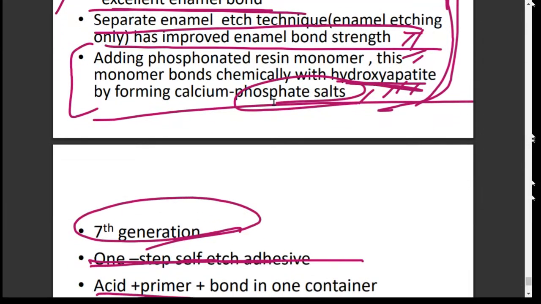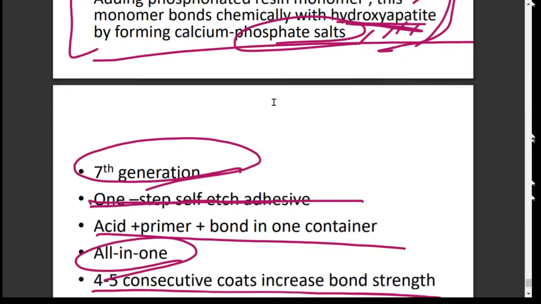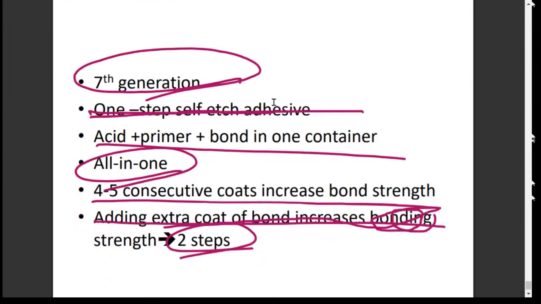Separate enamel etch technique: enamel etching, then addition of phosphate resin. This monomer bonds chemically with hydroxyapatite by forming calcium phosphate salts.